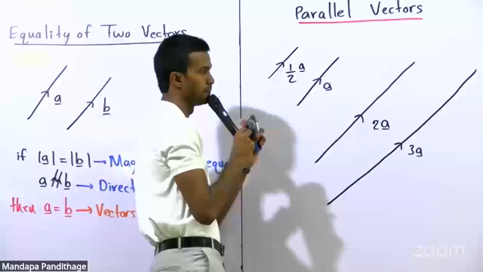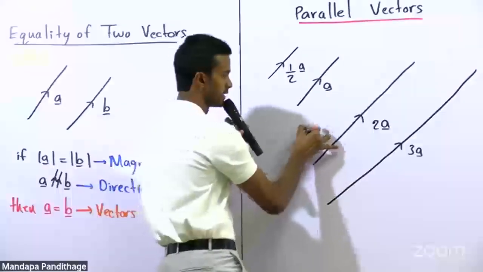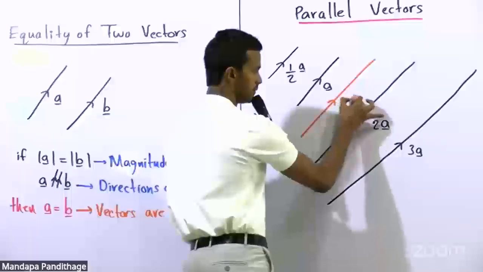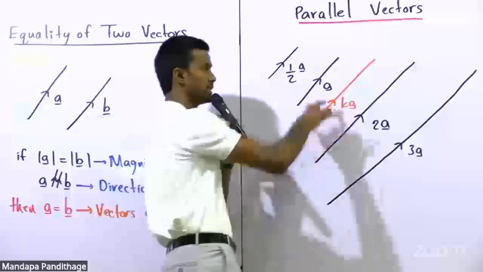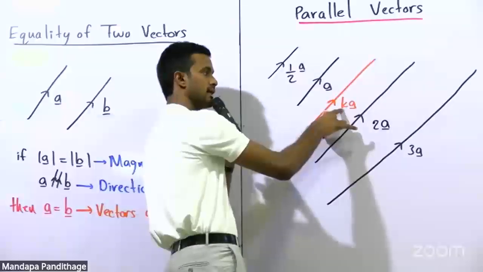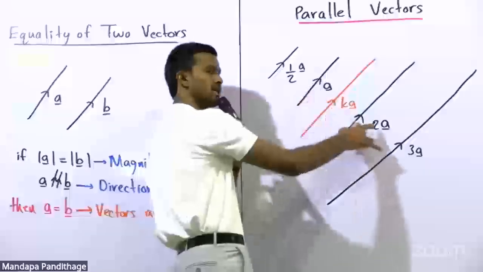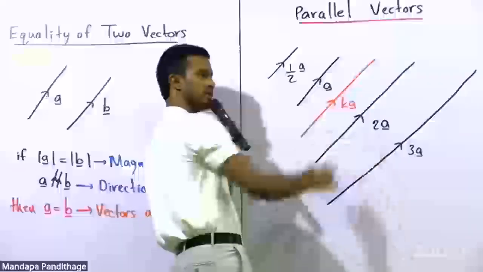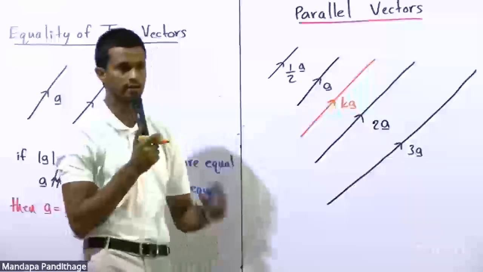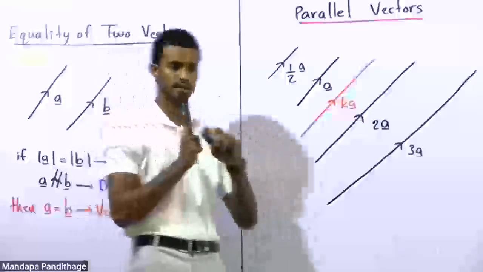Any vector parallel to vector A can be denoted as Ka, and K is a constant that depends on the magnitude of the vector. If it is 2 times greater, it's 2A. If it is 3 times greater, it's 3A. If it is only half of this vector, it is half A. Clear? So any vector parallel to vector A can be denoted as Ka.